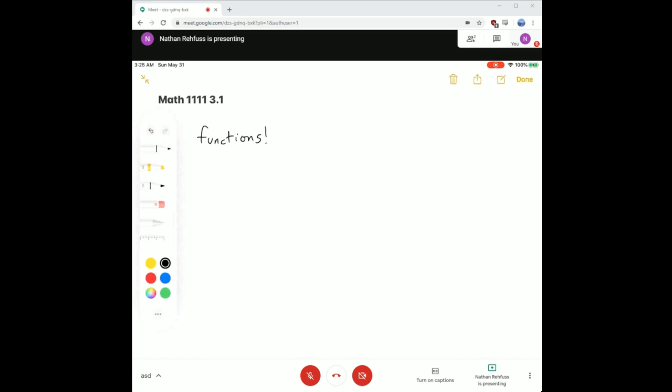So a function, you could think of it as words we use are mapping, or assignment of outputs. A function is, you can think of it like a machine where you give it an input and it responds with an output. So for example, maybe the function's name is f. You give it the input 3 and it gives you back, we call this f of 3. And that's going to be some number that the function gives you back when you give it a 3. So maybe it's a 2, maybe it's a 5.